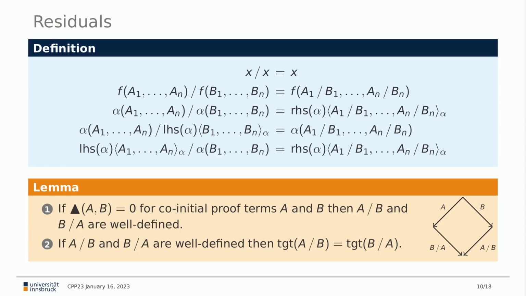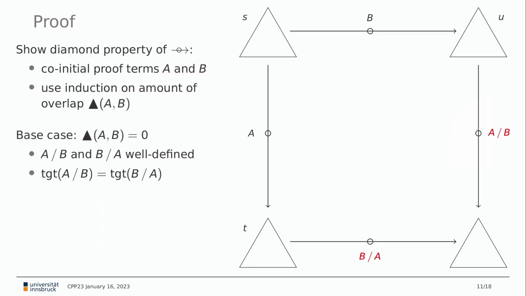Now we have these nice properties that if there is no overlap between two proof terms, then the residual operation in both directions is well defined, and the target of B after A and A after B is actually the same term. And now you see that this looks exactly like what we want to show here. So we can simply plug in the residuals here, and we are done with the base case of the proof.